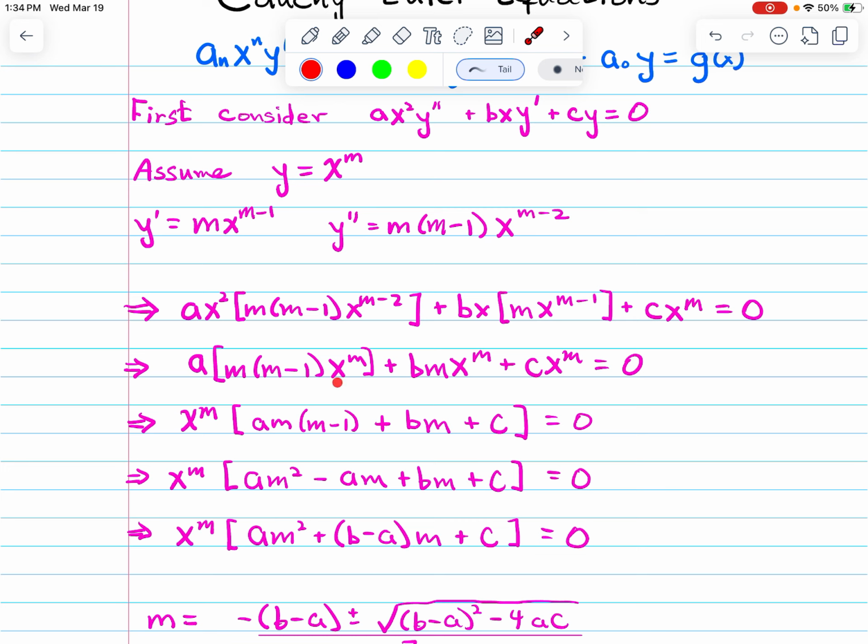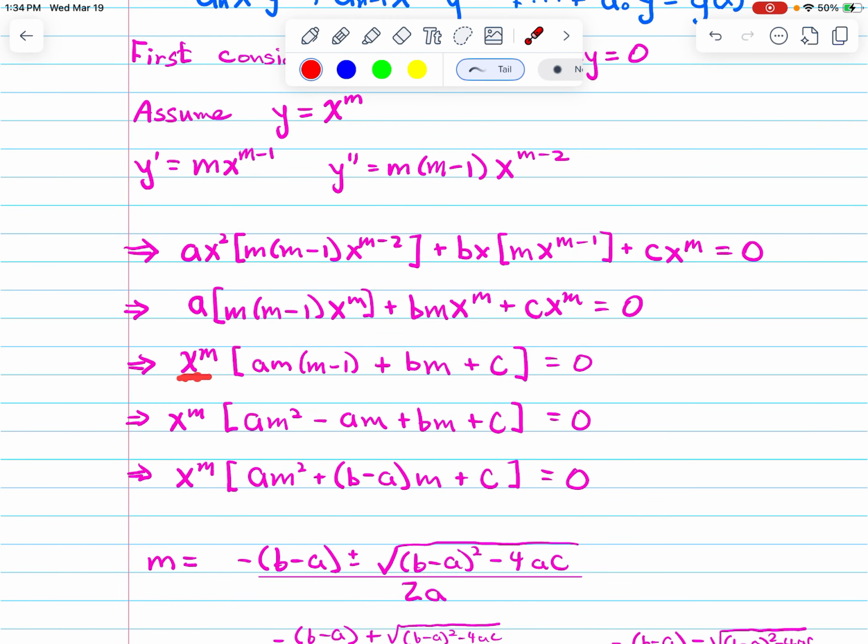And when that happens, notice we've got these x to the m's running around here. So I'm going to factor that out. There's the x to the m right there. I just factored it from these three spots. And then here's what we have on the inside. Now, if I do a little bit of algebra here, you'll notice that I've got am squared minus am plus bm plus c. If I group my m's together, I've got am squared plus b minus a times m plus c.